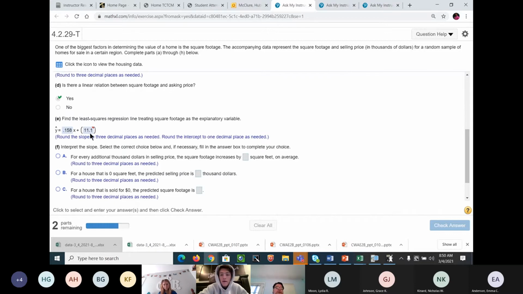0.158 plus 11.07, but it says round to 3 decimal places. That's not right. It should be 11.073. Yeah, so the first one, the M or the A, whatever you want to call it, is rounded to 3 decimals, and then you round your intercept to 1 decimal. Oh, there it is. Okay. All right. So you got that one wrong.